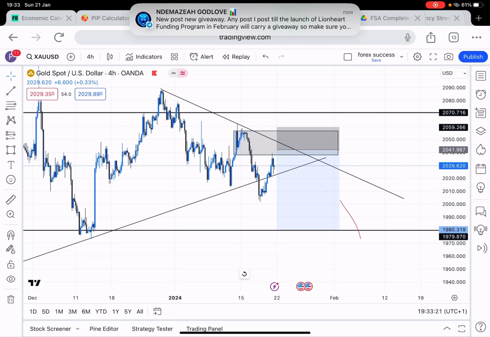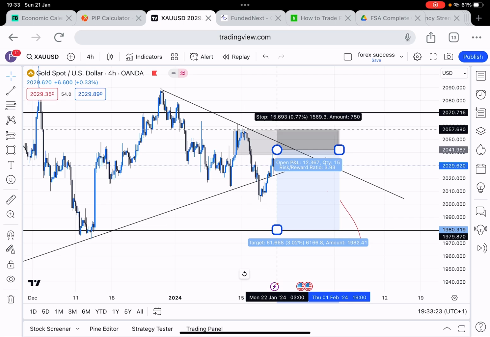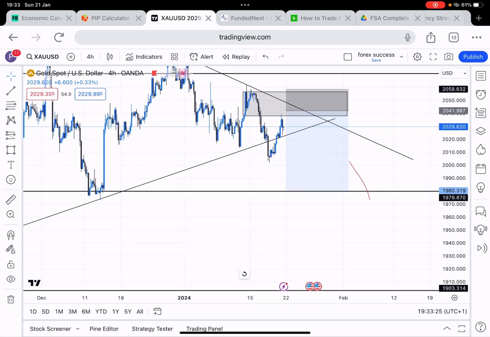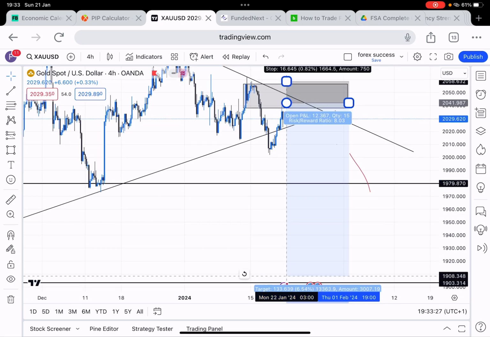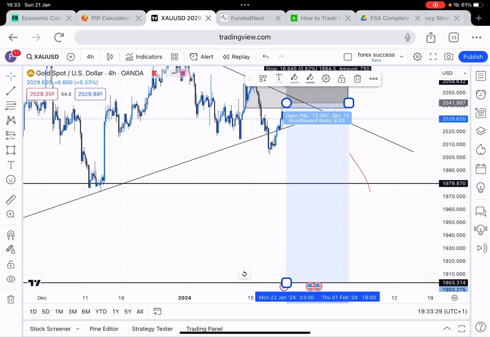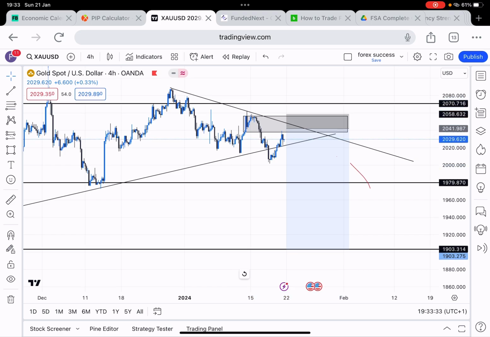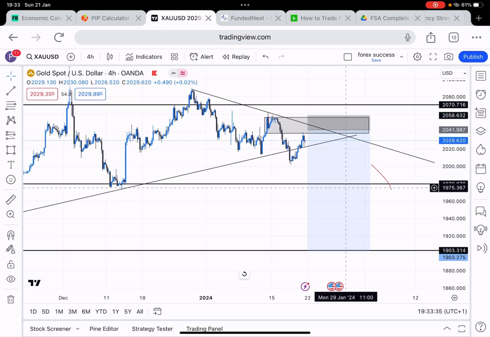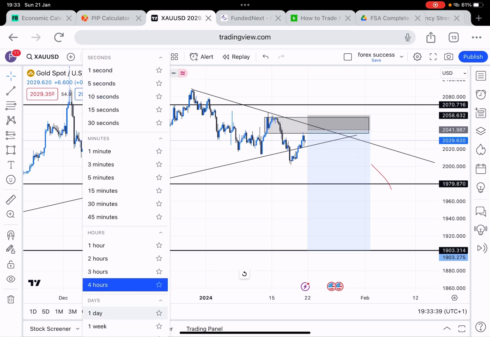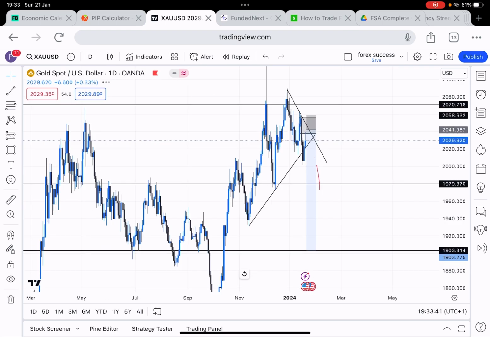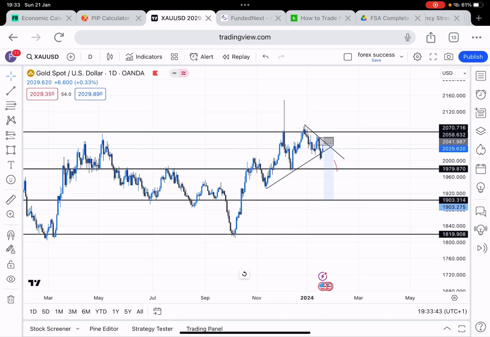In other words, slightly above this order block here, and then I'm targeting this area. So this is going to be around a 1 to 8 risk to reward trade. However, first take profit should be 1979. That should be the first TP, 1979. That should be our first TP.